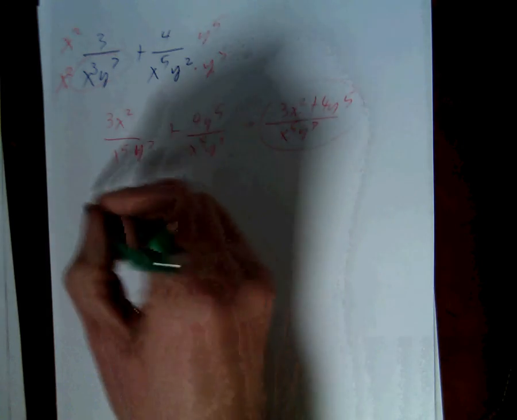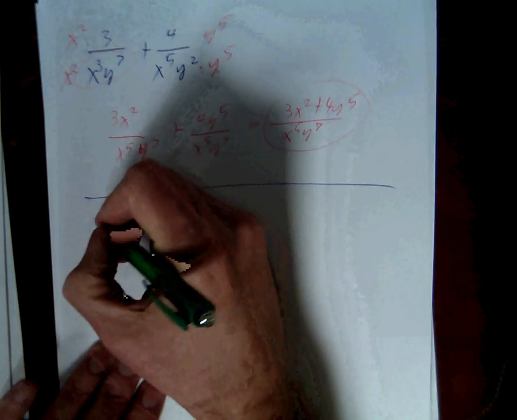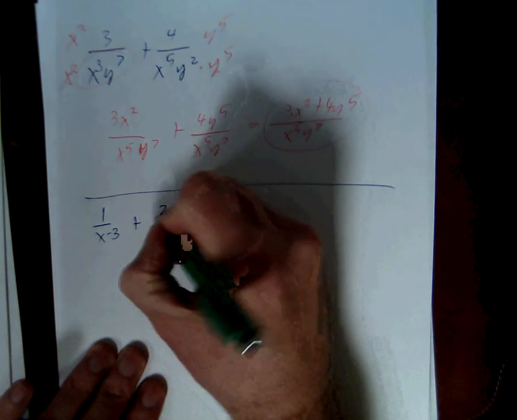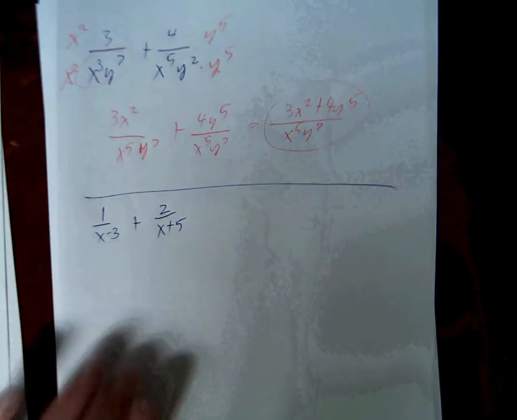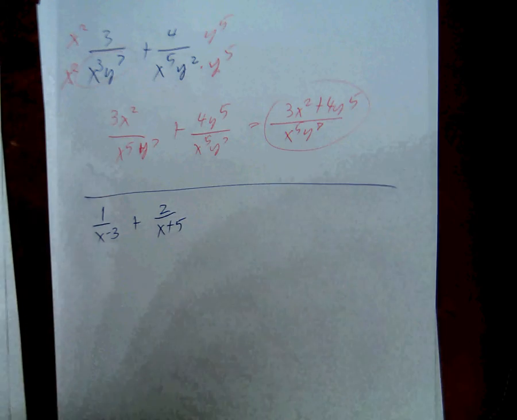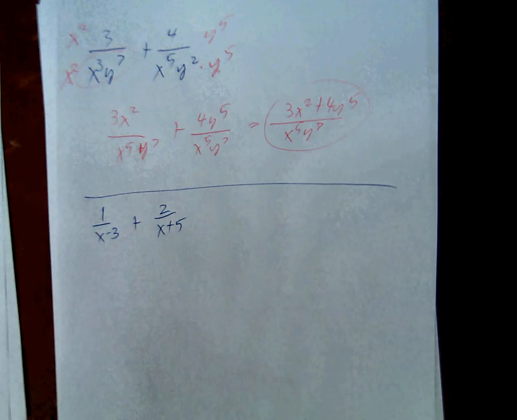So it's obvious you didn't need to write this down. Your questions tonight don't look like this. Your questions tonight look like this. So write this one down. I give you 1 over x minus 3 plus 2 over x plus 5. All right.